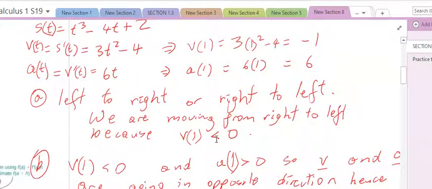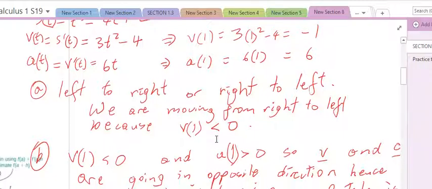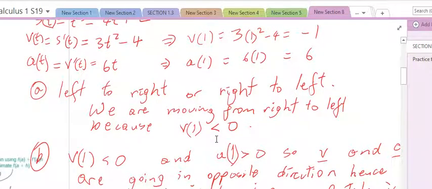The next part is what is happening. Are we speeding up? Are we slowing down? So let's look at the velocity at 1 and the acceleration at 1. The velocity at 1 was -1, which means that v of 1 was less than 0, and the acceleration was 6, which means that a of 1 was greater than 0.